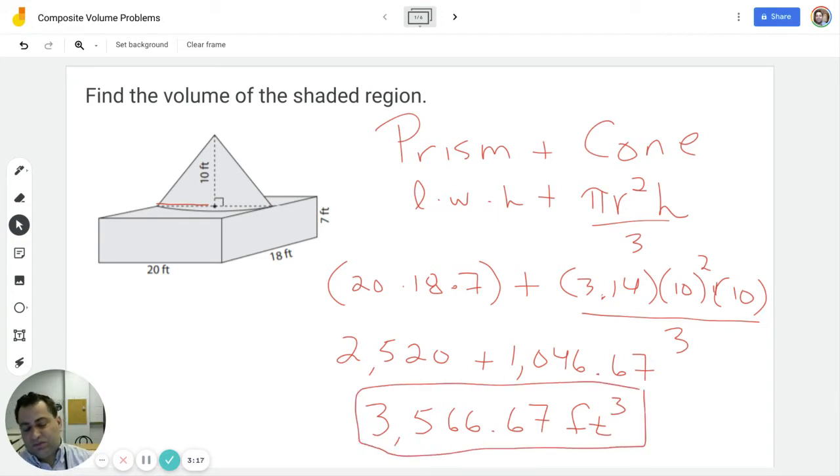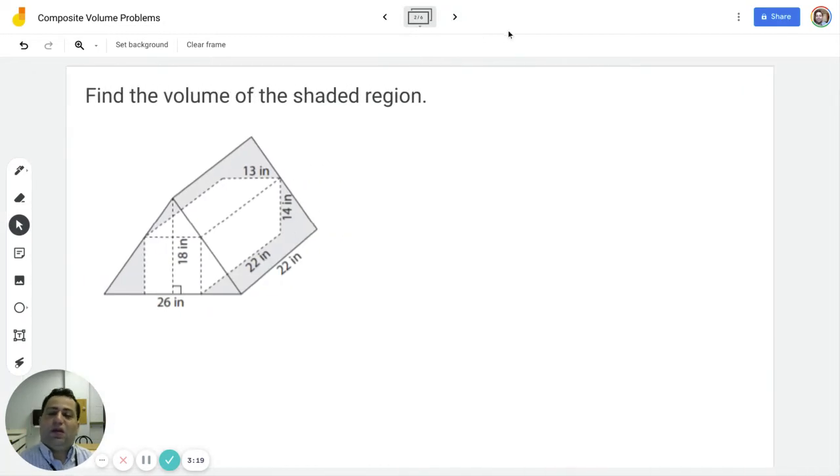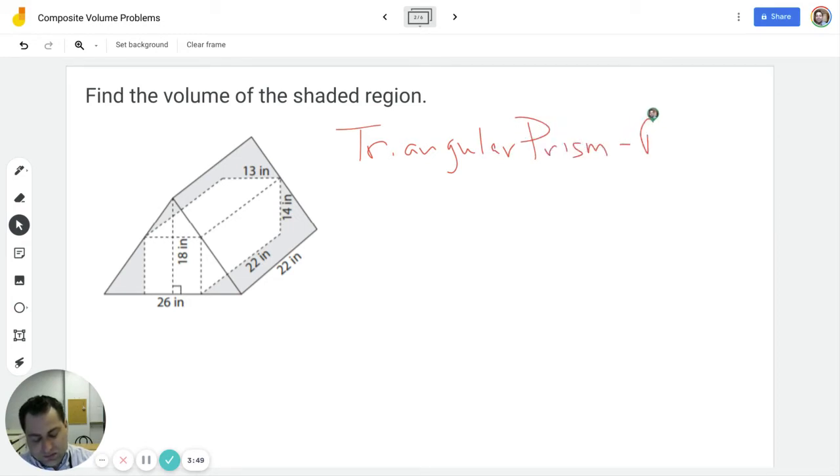Let's take a look at the next one. In this one, I have a triangular prism and it looks like a rectangular prism cut out of the triangular prism. So I have the triangular prism minus the rectangular prism. And then I should be able to find the volume of the shaded region.